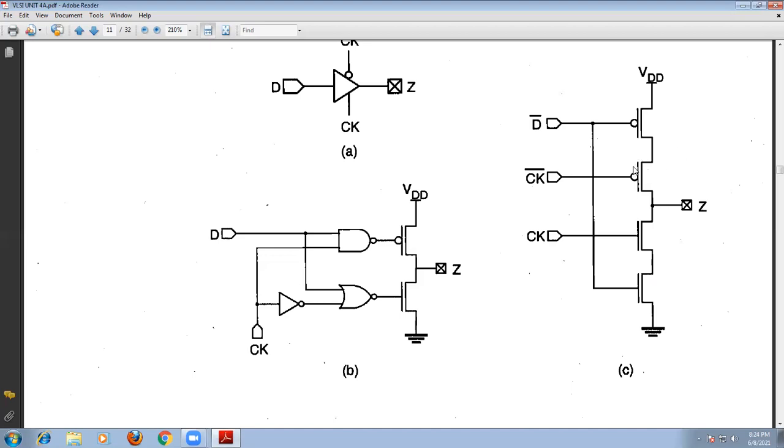It requires a very high silicon area in this case compared to this circuit. Just observe the output stage here: we have only 2 transistors, but in this case we have 4 transistors in the output stage. So basically, the output stage requires large transistors in order to reduce the noise and also reduce the delay.